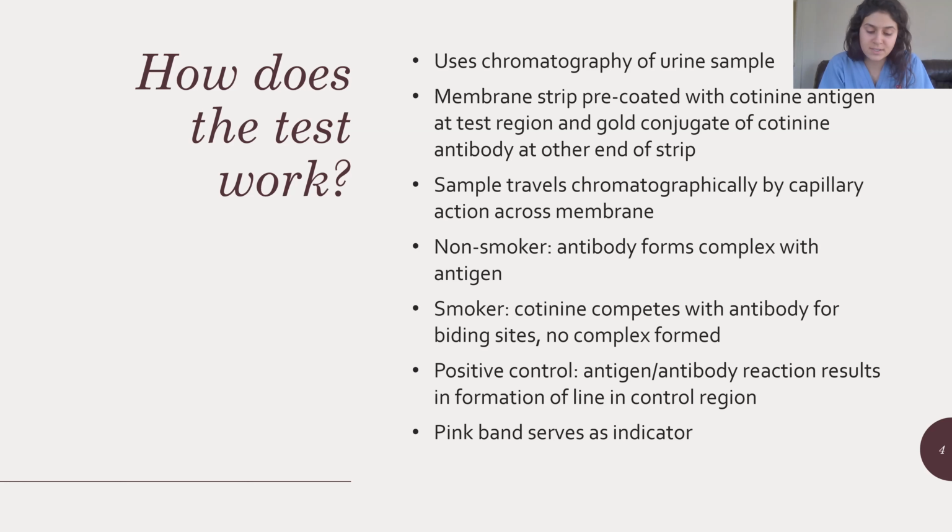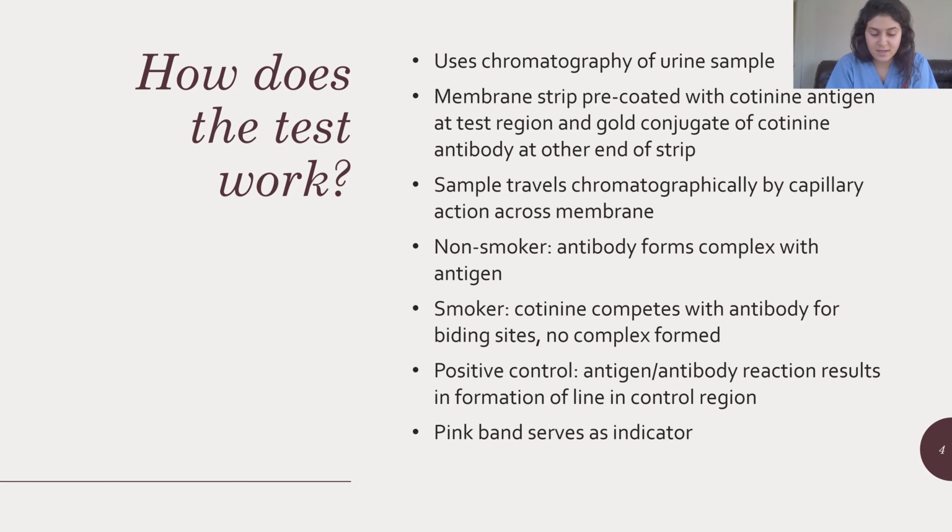Once the strip is exposed to the urine, the gold conjugate antibody and the urine will travel across the strip towards the test line by capillary action. And if the urine is nicotine-free, meaning that the individual has not been smoking, then a line will form at the test line region. And this is because the antibody will form a complex with the antigen.